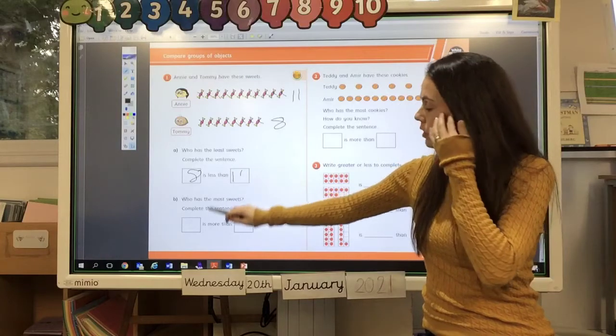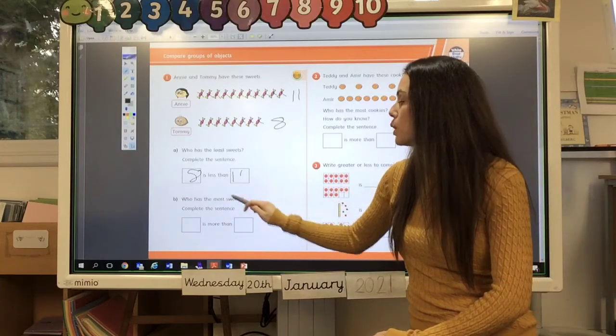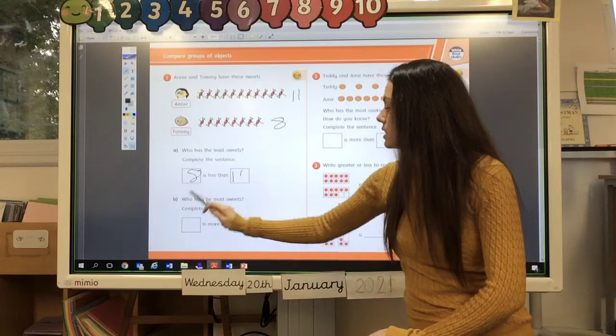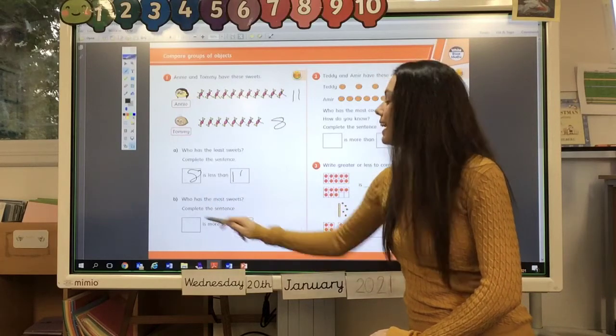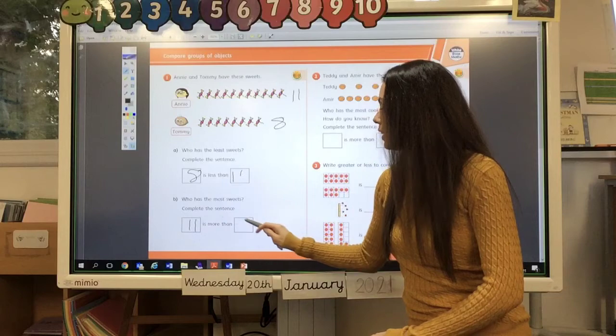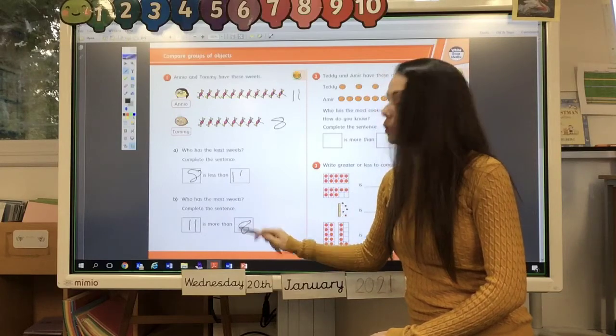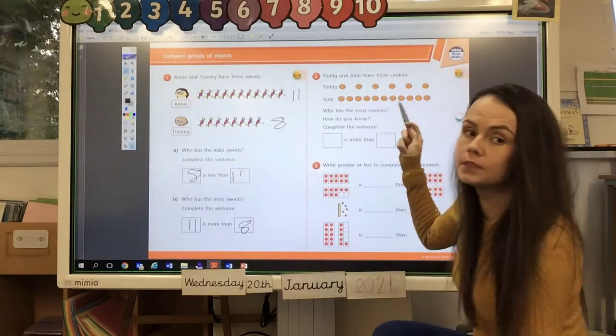Great work. Let's have a look down here. Who has the most sweets? Complete this sentence. Something is more than something. 11 is more than 8. Well done, you all. Let's go up here.